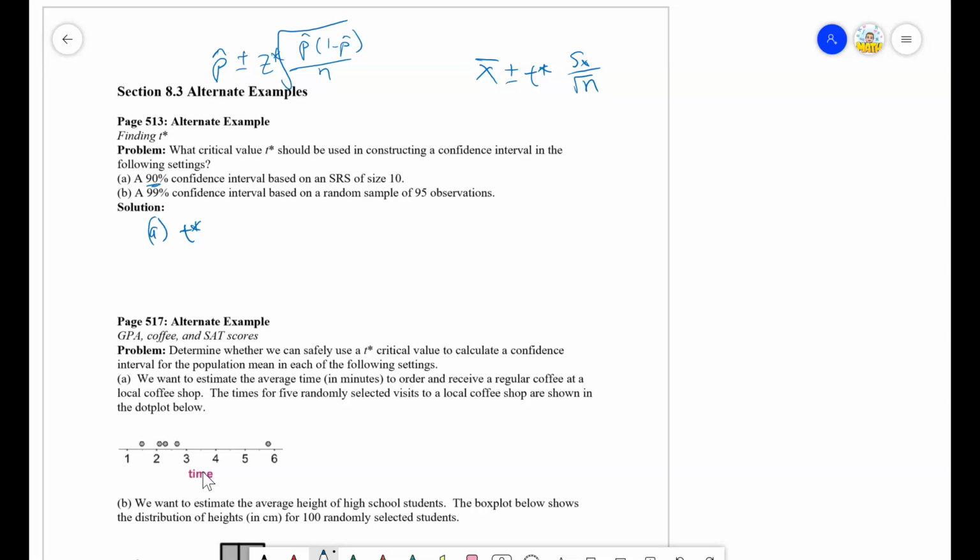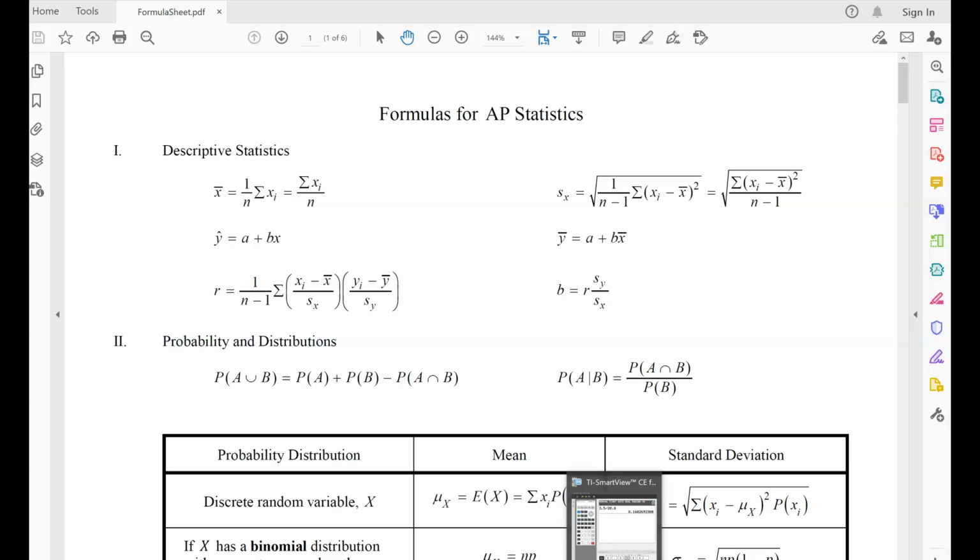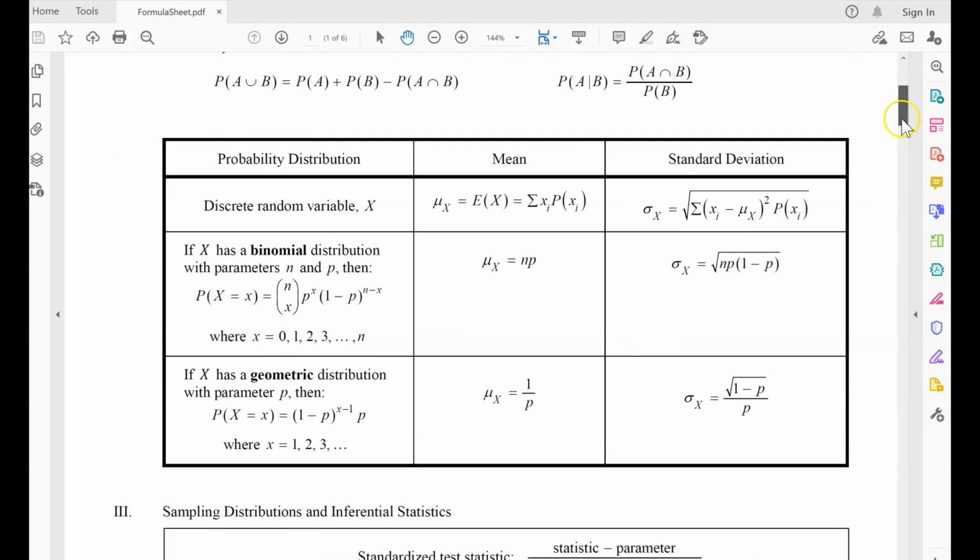So what I would like here is 90% confidence and my sample size is 10. So if my sample size is 10, that means I have degrees of freedom 9. Okay, so I'm going to go to my table of values. This is probably the quickest way to get it, but we can also use our calculator for this, and I'll show you how that works.